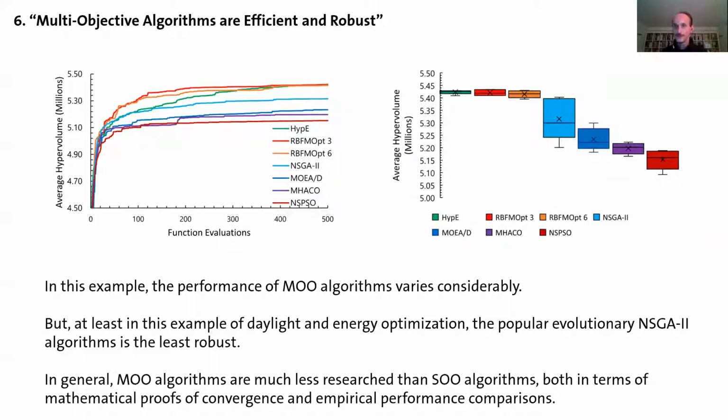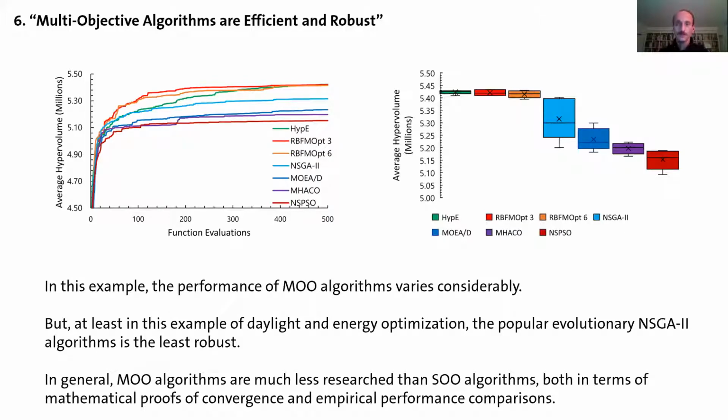Number 6, multi-objective algorithms are efficient and robust. That is something one can read quite often. Here are some results from a paper I will be presenting at EKD with Francesco De Luca. You can just see here, there's several different multi-objective algorithms that have different performance. Some perform quite well, others not so well. Especially the NSGA2 algorithm, an evolutionary algorithm that is very popular as a multi-objective algorithm, is the big light blue box on the right, which has the largest variability in these results. So the evolutionary multi-objective algorithm in this example is the least robust algorithm.